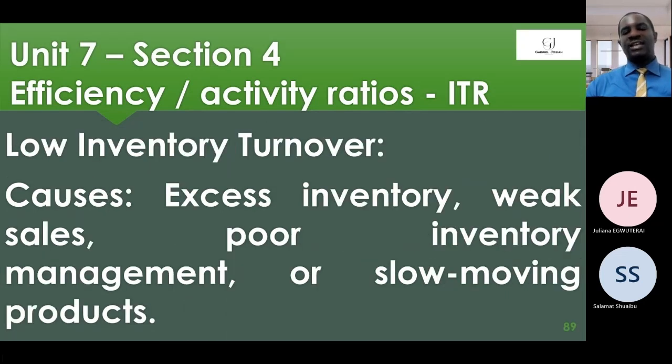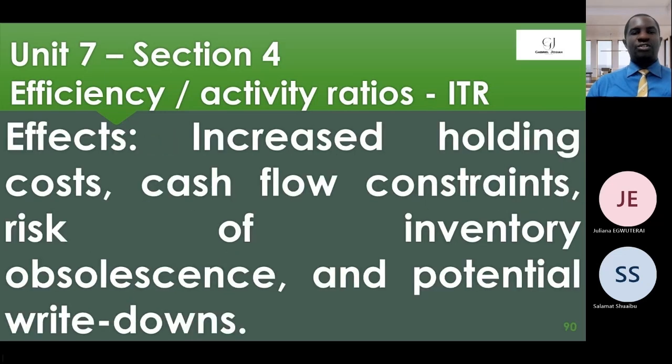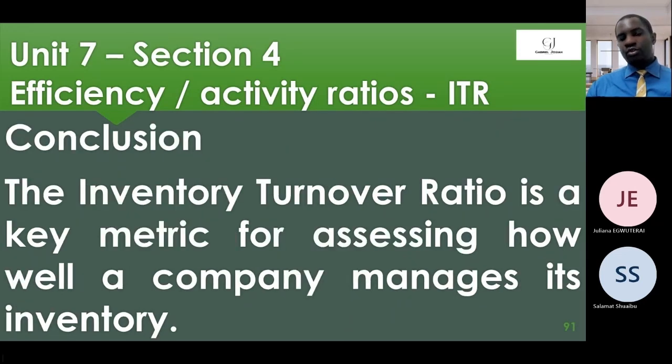And a low one shows excess inventory, weak sales, poor inventory management, or slow moving products. This could be the cause of a low inventory turnover, if we have it lower than 1 in the case of Dan Kabir. While the effect includes increased holding costs, cash flow constraints, risk of inventory expiry, and also potential write-offs. You may have to write off expired inventory based on IAS 2, writing them down to the lower of cost and net realizable value.